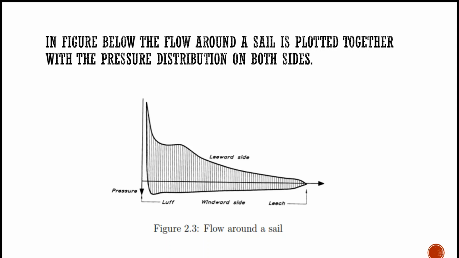In the following figure, the flow around a sail is plotted together with the pressure distribution on both the windward and leeward sides. The aerodynamic force is the difference between the two curves, which represent the pressure on each of the sides. Now it can be seen that the major contribution to the force comes from the suction on the leeward side of the sail, as explained previously.